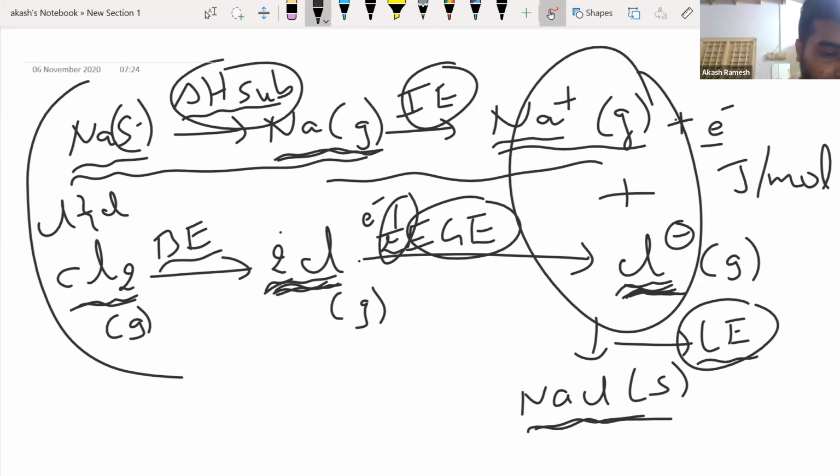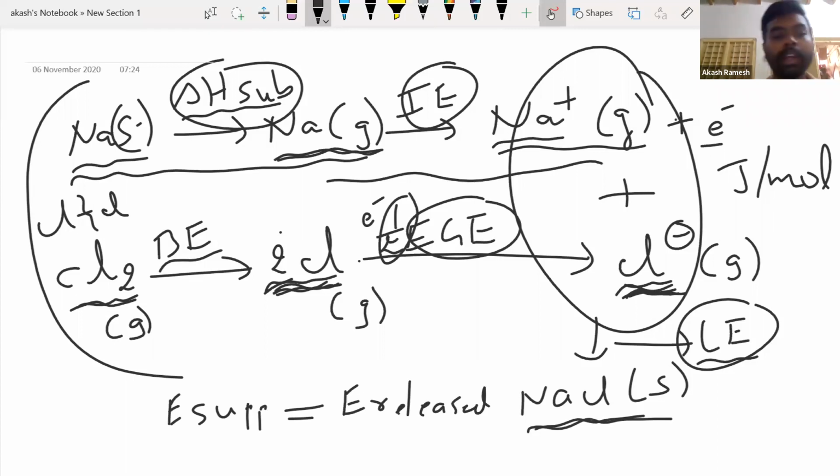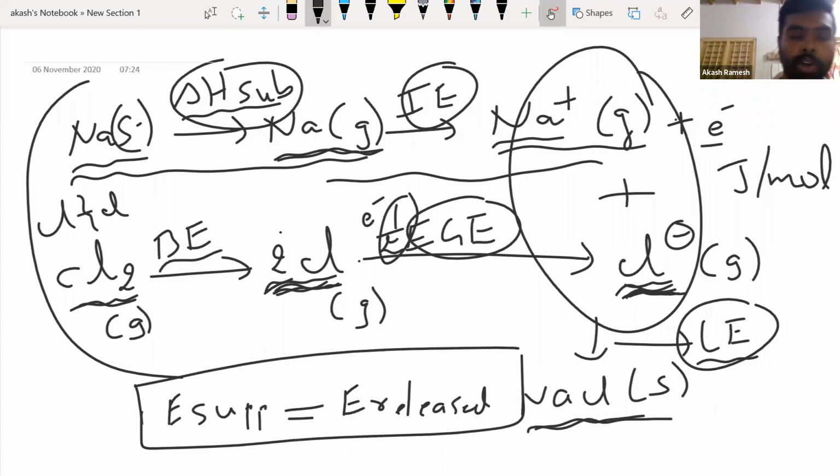should be equal to the energy released. Okay, let me write that. Energy supplied should be equal to energy released. So this is what you have to understand first. In the whole process, the energy supplied should be equal to the energy released.